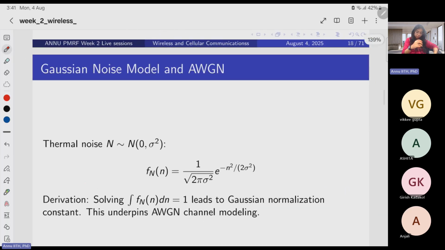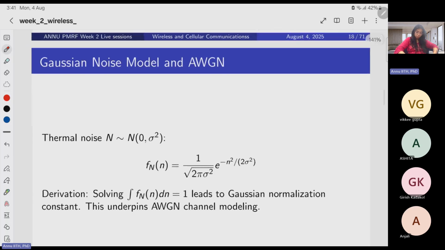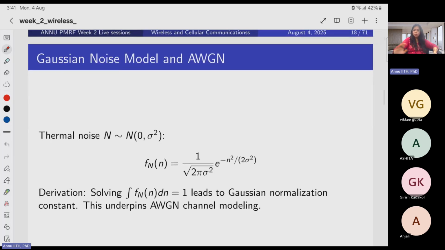Now this is very important: the Gaussian noise model and AWGN are all functions of random variables. That's why I started with random variables, and each random variable is characterized by its expectation and variance.